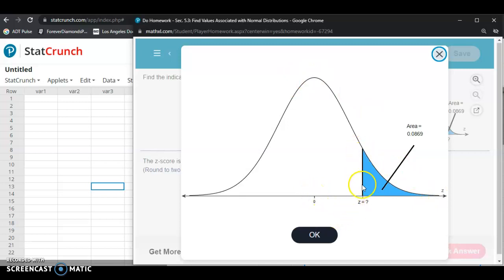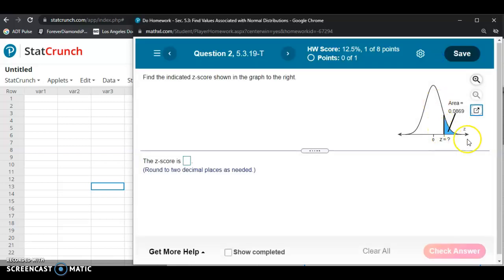We can see that this unknown z-score is to the right of 0, so we would expect it to be positive. Your answer should be a positive z-score. The amount of area to its right is this number here, 0.0869. So let's go back to our calculator.